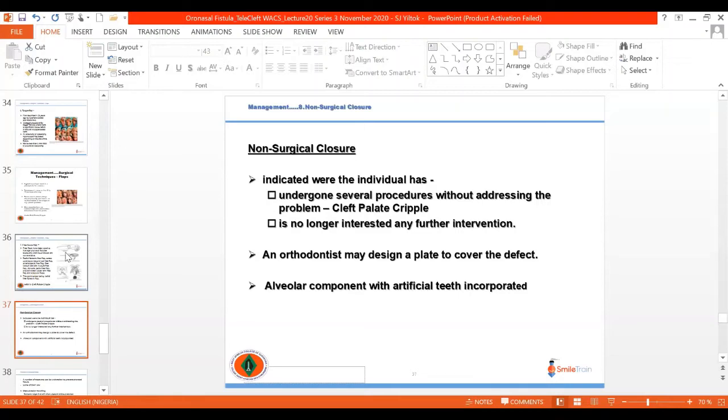And the other condition where you use non-surgical is where the person is no longer interested. And there are options like the orthodontist may design a plate to cover the defect. And such components can be used, incorporating certain teeth to it. So you could have options where there is no expertise to undertake such expensive procedures that require expertise. One can opt for the non-surgical procedure, sometimes to buy time and refer appropriately where an expert can be able to handle that in a long time.